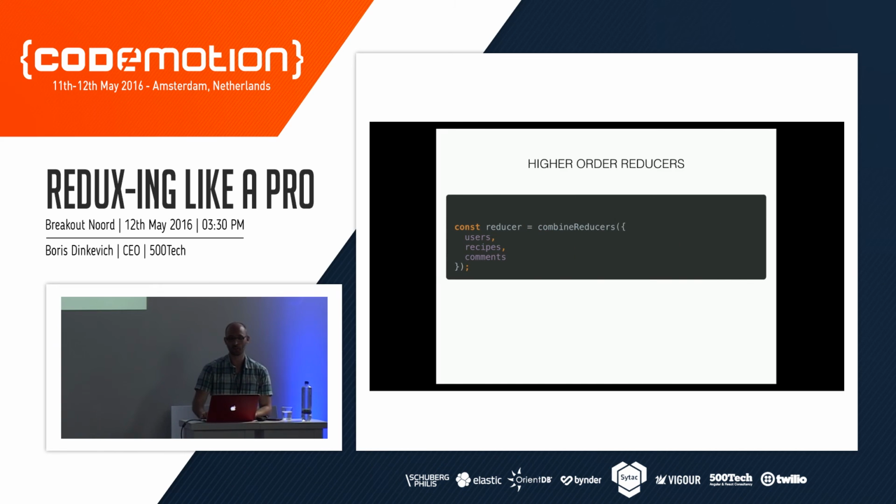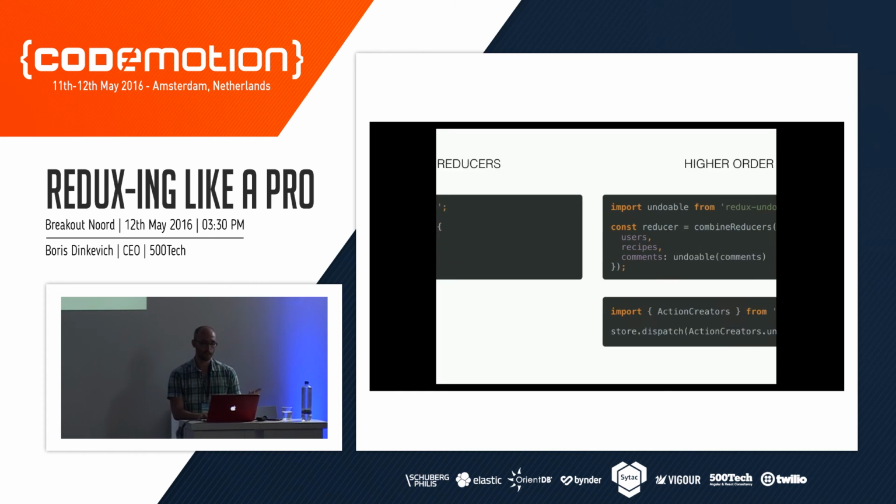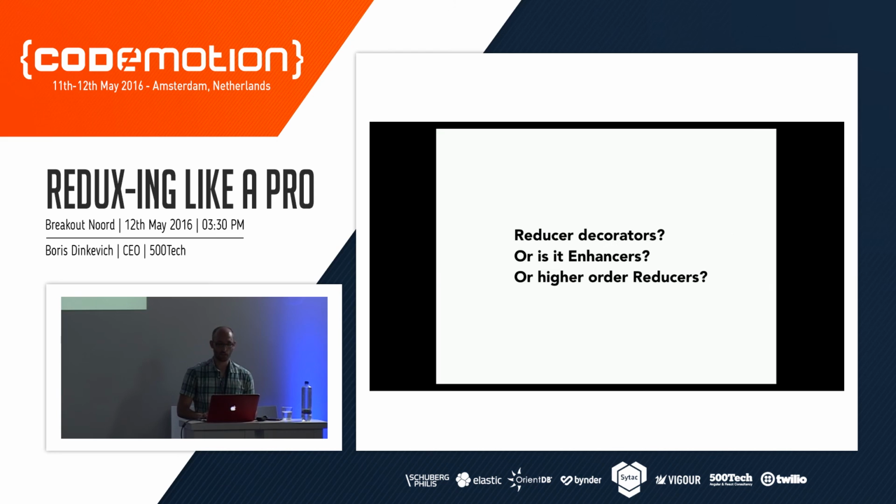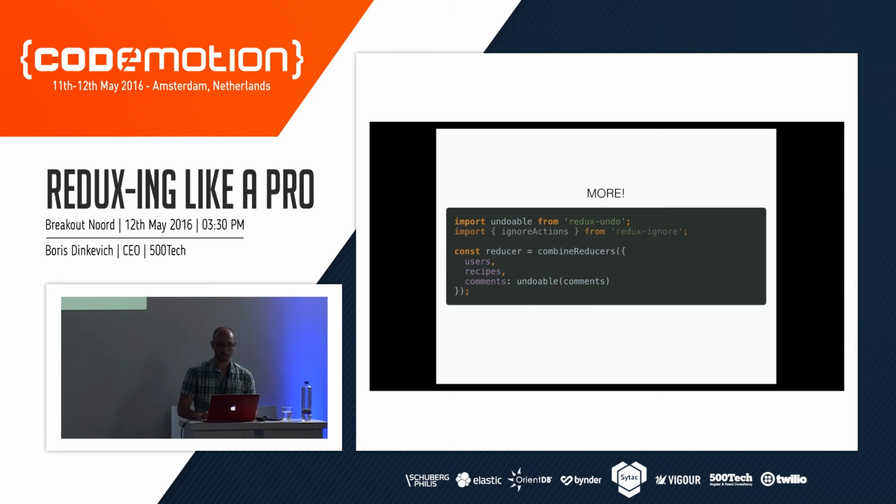So here's a super simple example of using a library for Redux called Redux Undo. I want to make my comments in whatever application undoable, so I can do undo and redo on comments. I don't even have to touch the comments reducer. I just decorate it with undoable. That's it. The same for ignoring actions, like I said, performance improvements. Let's say my recipes reducer can be really slow. So I can just decorate it and say, you know what, every time you scroll, just don't send it to that reducer. It's too slow.